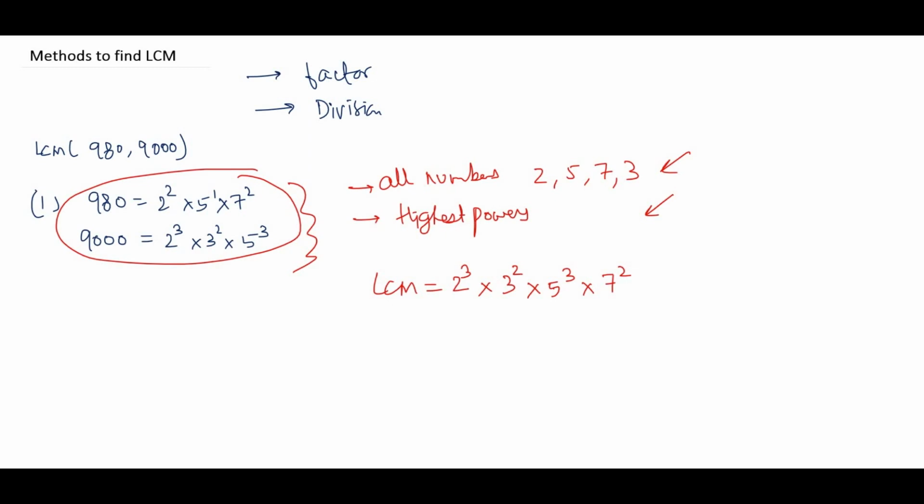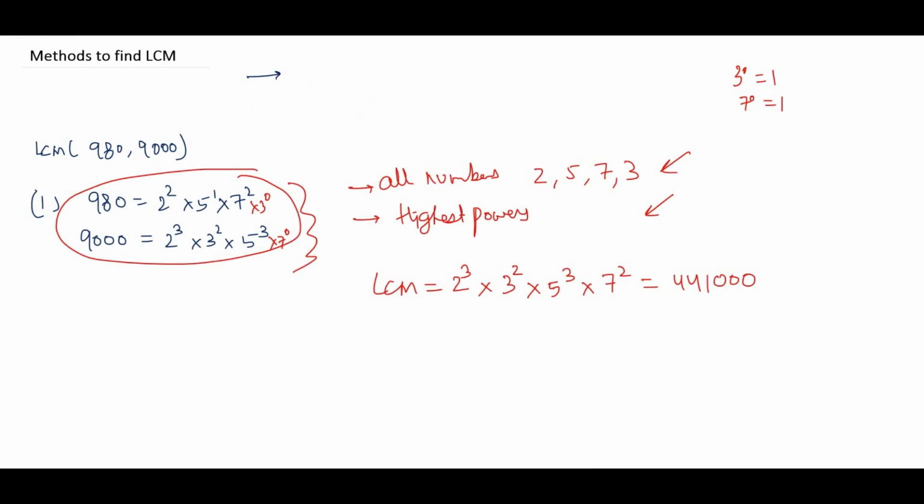Right? One may say that we don't have any power of 3 in 980, so we can have it as 3 to the power 0 over here. And one might say that we don't have any power of 7 in 9000, so here I can multiply it by 7 to the power 0. Anything to the power 0, 3 to the power 0 is 1, and 7 to the power 0 is nothing but 1, right? So this is the final answer, which will be 441000. This is the factor method.